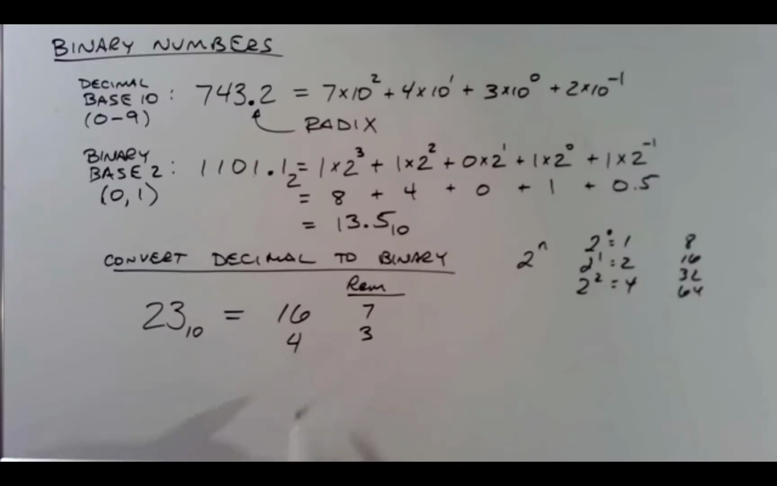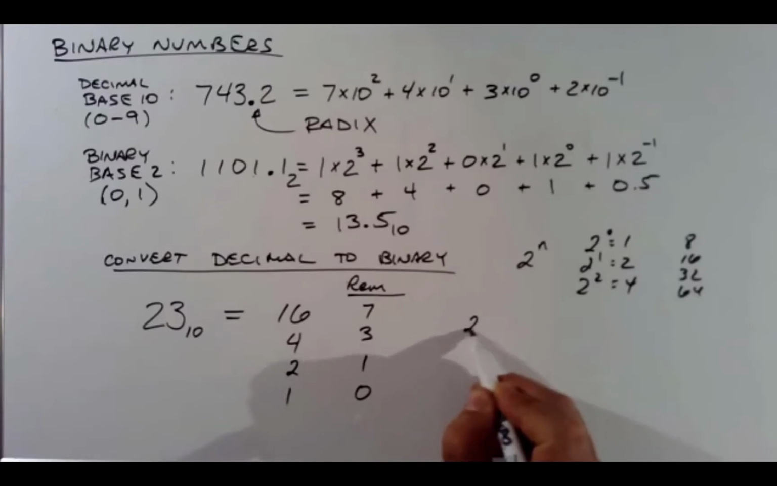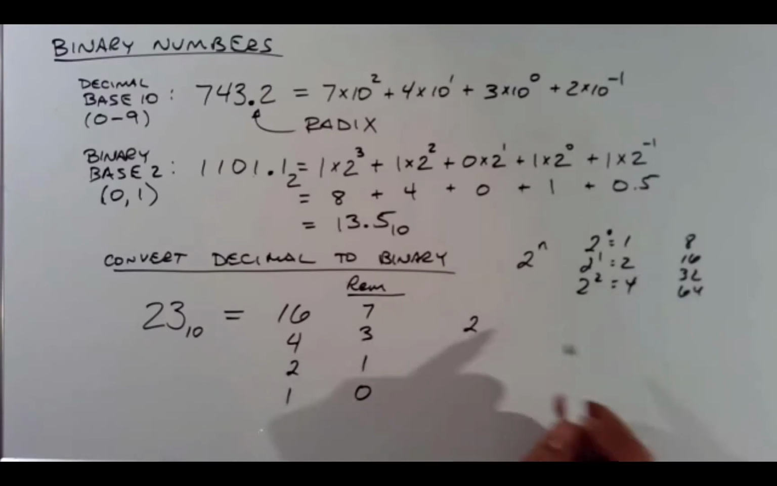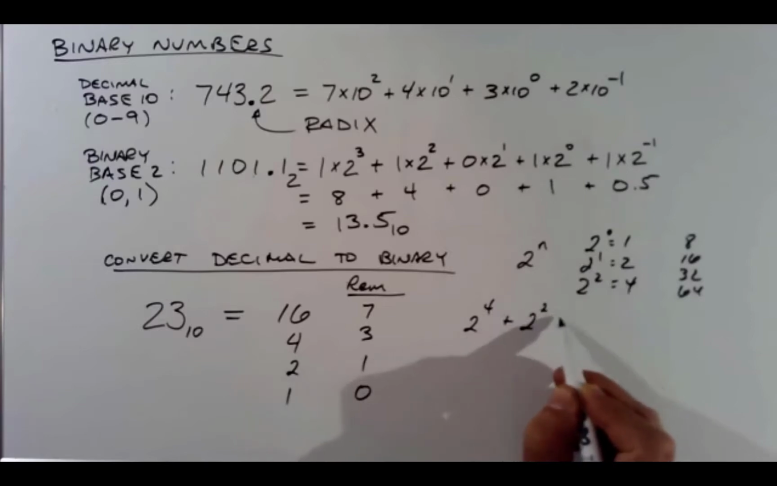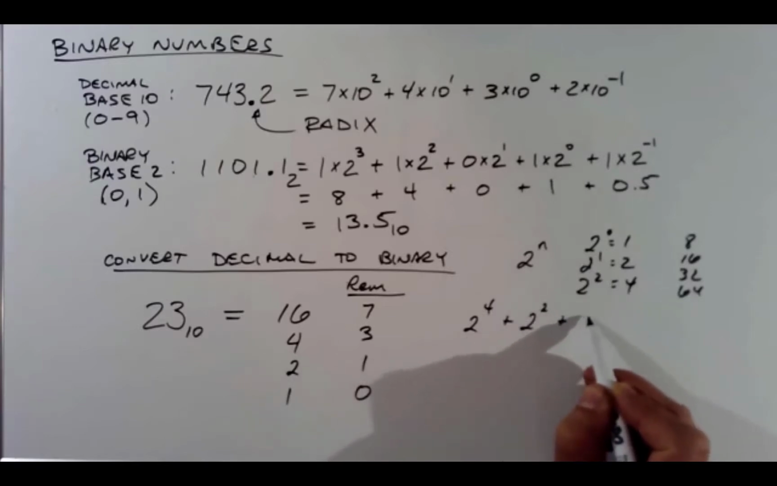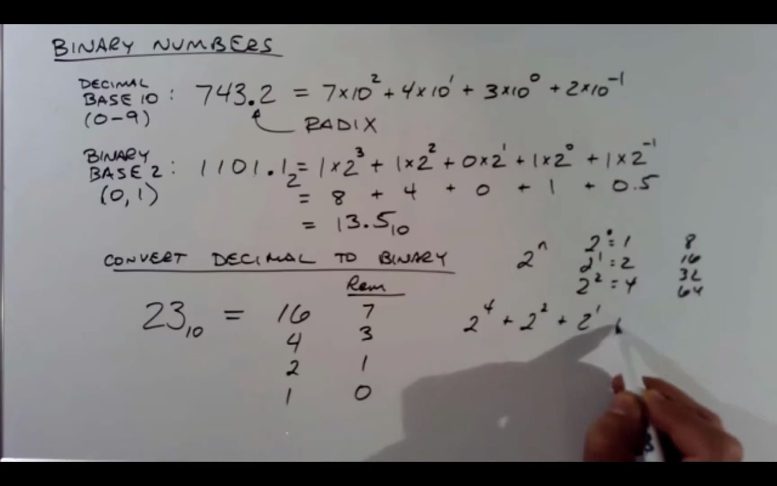And then I can create 3 out of powers of 2. That'd be 2, the remainder is 1, 1, the remainder is 0. So 16 plus 4 plus 2 plus 1 is 23. All right. Each of those values is a power of 2. So I really have 2 to the power of 4 plus 2 squared plus 2 to the first power plus 2 to the 0.